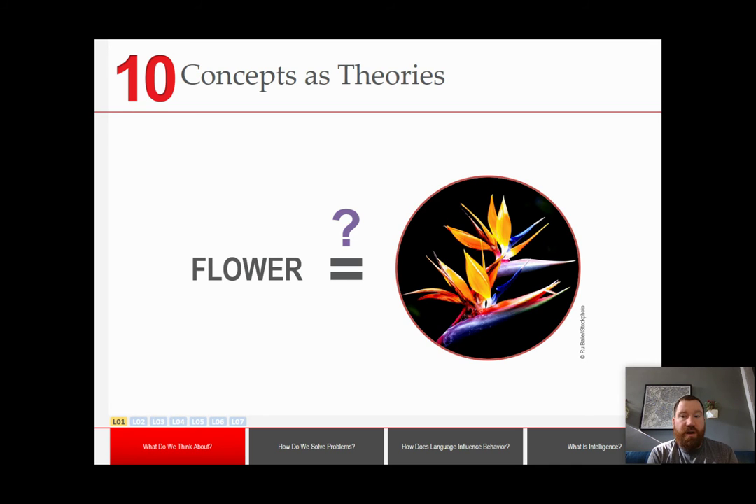So does this, I believe that is a bird of paradise flower, does that fit our definition? Well, it certainly doesn't fit the feature detection model, the common features. And it definitely doesn't look like a prototypical flower. But if we know about what flowers are, in terms of a definition or a theory, then we can say that yes, this actually is a flower and fits within the theory of a flower pretty easily.